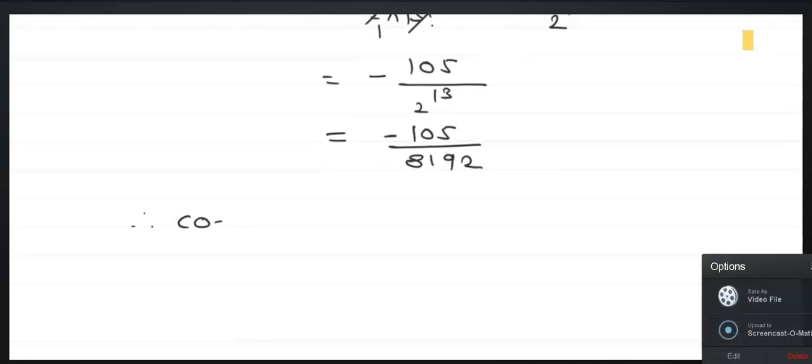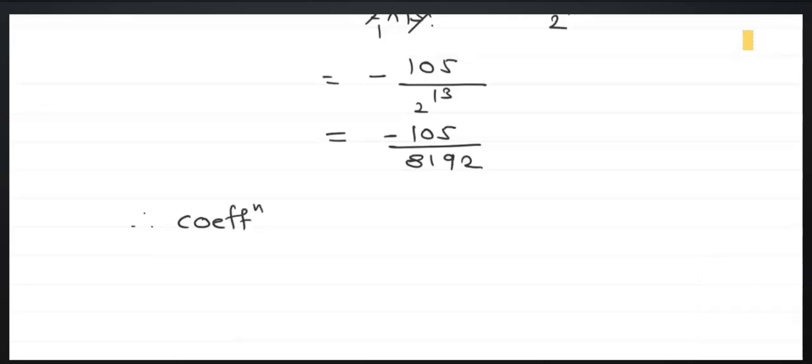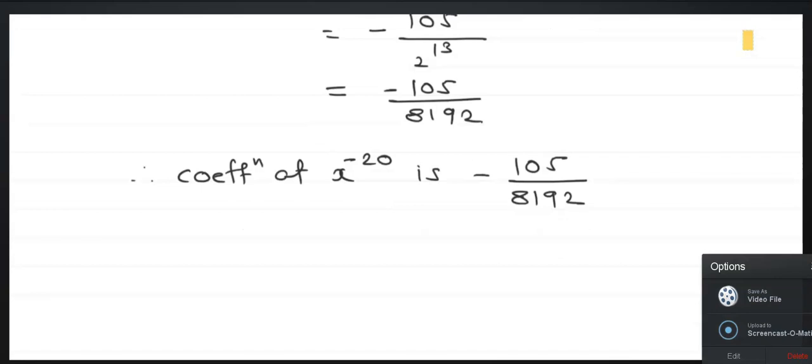If we expand 2^13, you will get 8192. Therefore, the coefficient of x^(minus 20) is minus 105 upon 8192.